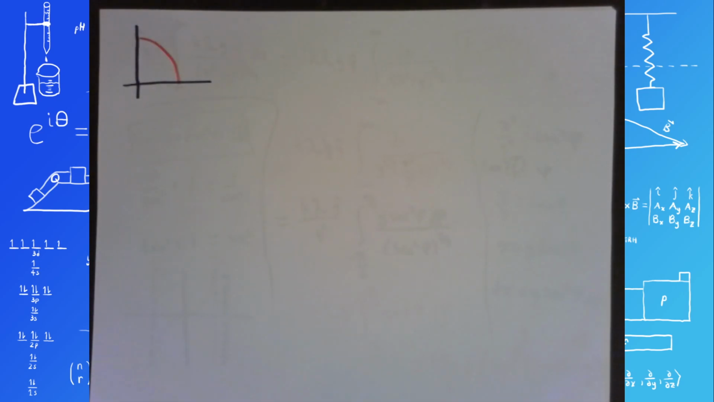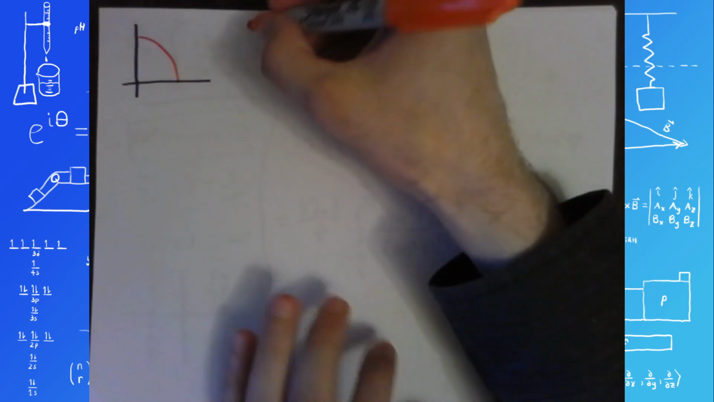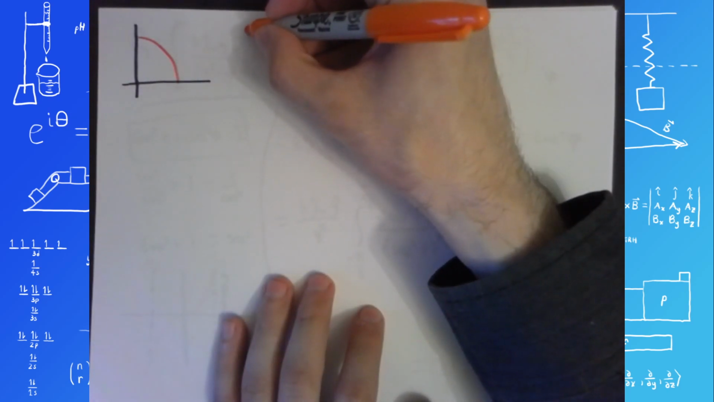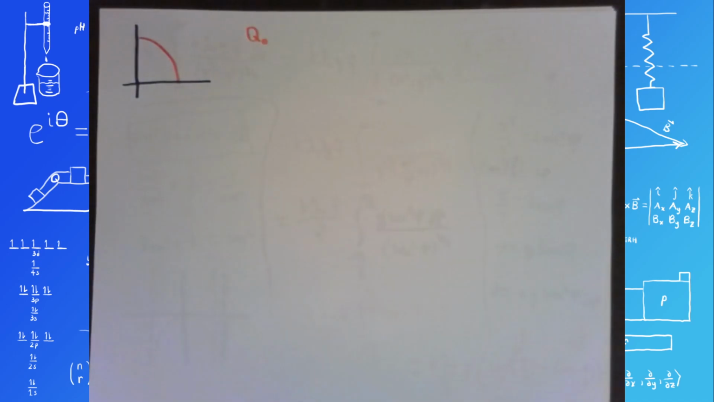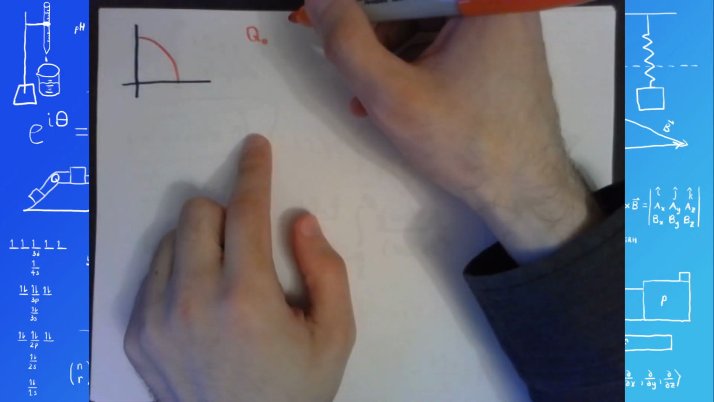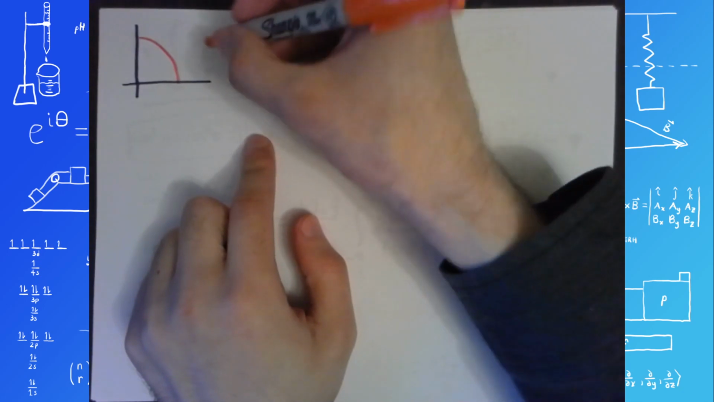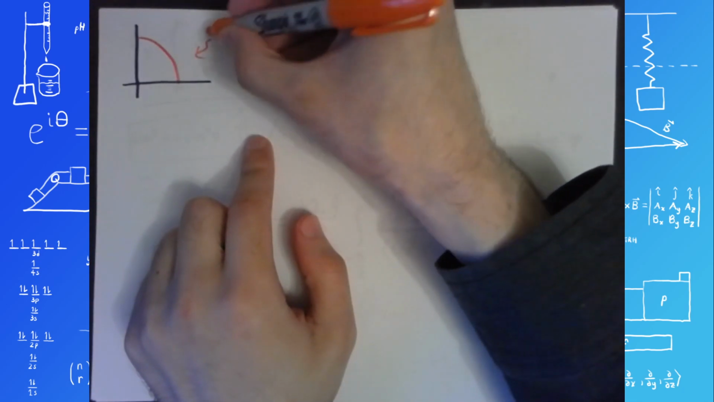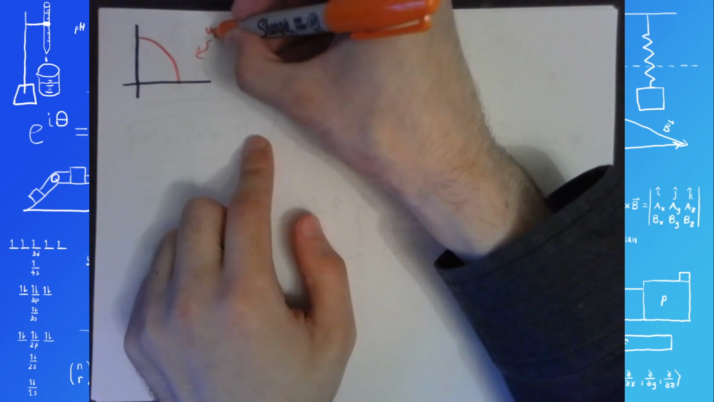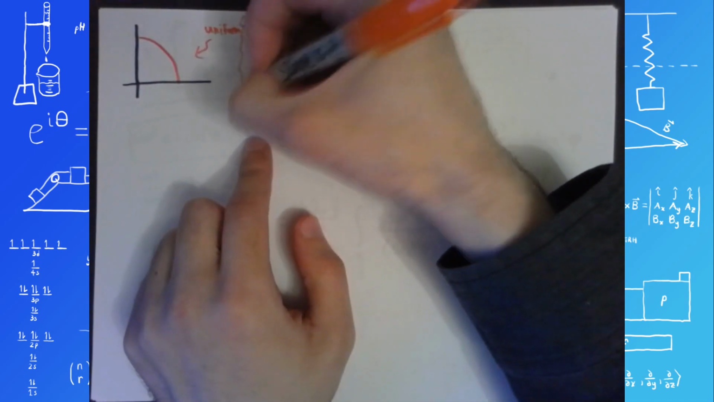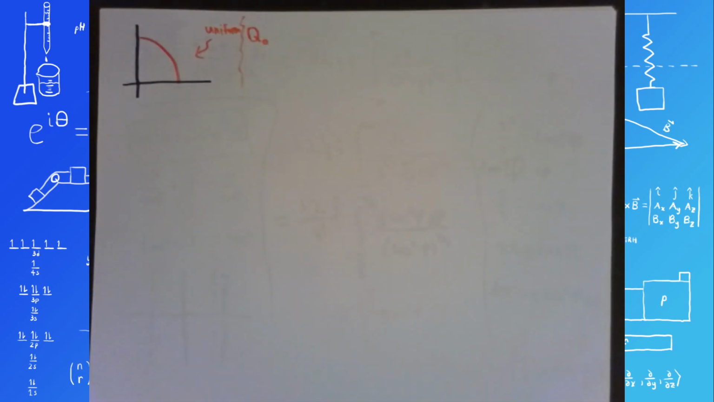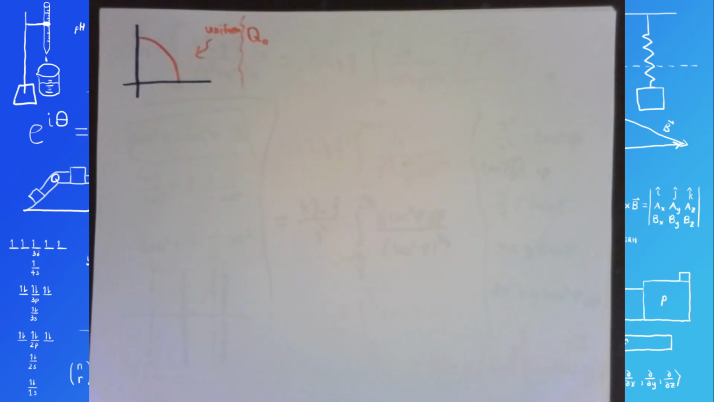So they said, instead of giving us a charge density, they told us it has a total charge of Q. I'm just going to call that Q0 so that we don't mistake it for a variable. And they said it has uniform density. They said that the charge is uniformly distributed over it. That means it's spread out evenly along the arc length of the arc.